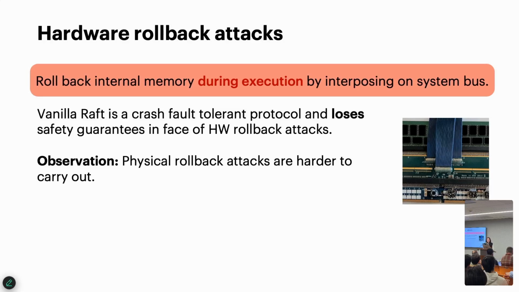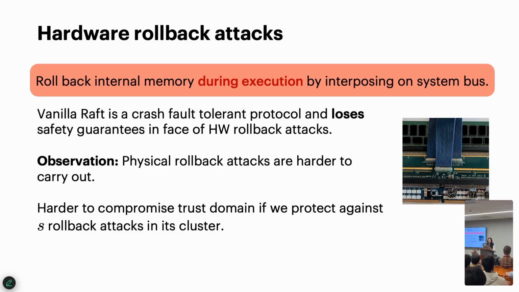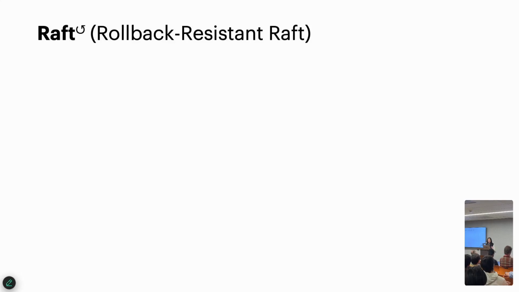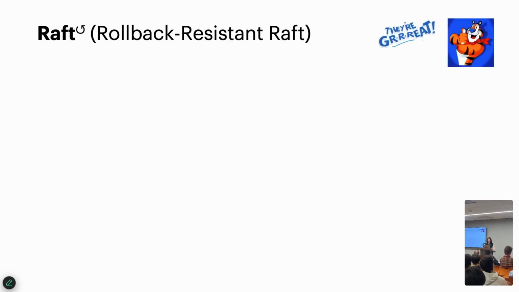An observation we make here is that physical rollback attacks are harder to carry out, and it's harder to compromise the trust domain if we say we protect against some number of physical rollback attacks in its cluster. So we modify Raft to make it rollback resistant. We call this rollback resistant Raft. Rolf said I should put this here. So it's a rollback resistant consensus protocol.